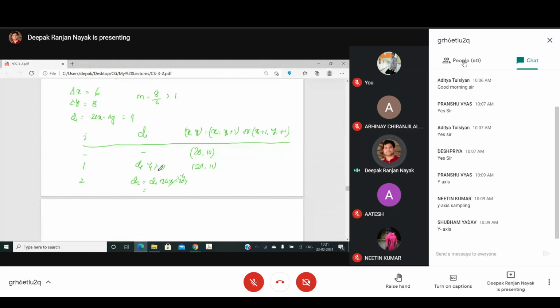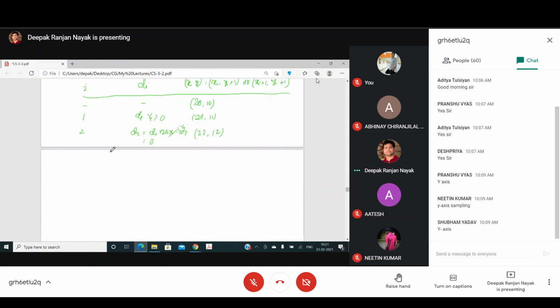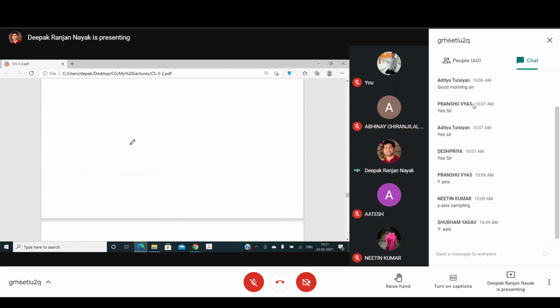So 4 minus 4 is 0, right? If it is 0, that means the else part, if you remember, then both the values will be increased by 1. Then similarly, you calculate the other pixel positions from 20,10 to 26,18. Then you solve this one. Try to solve these two problems today.